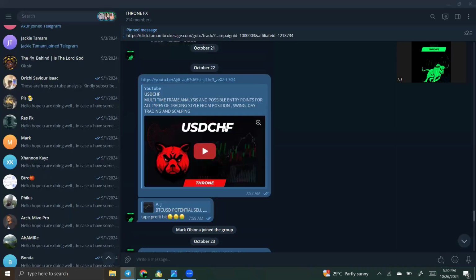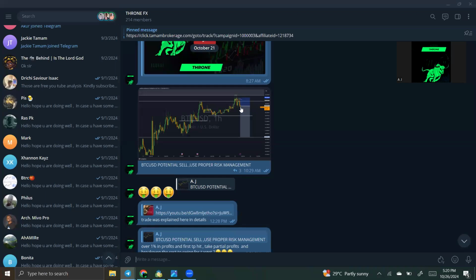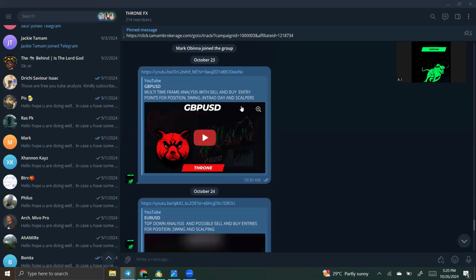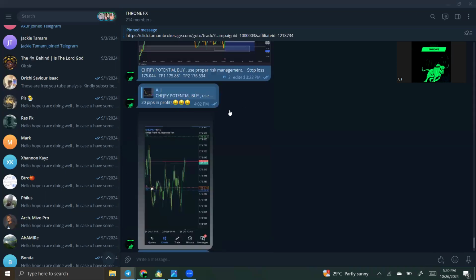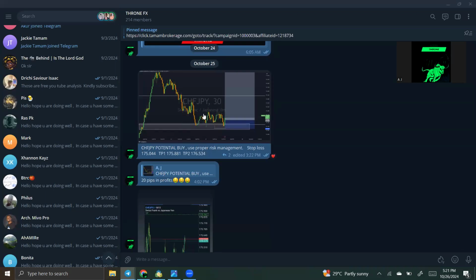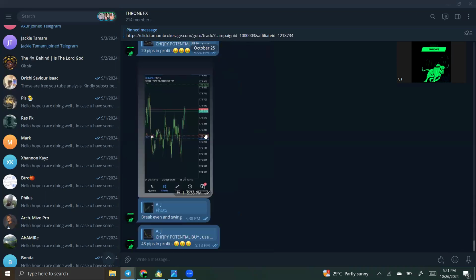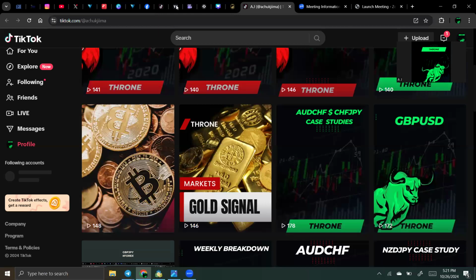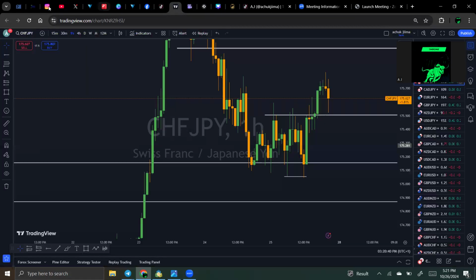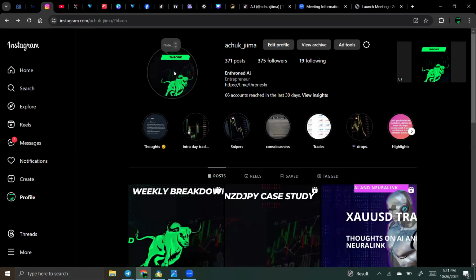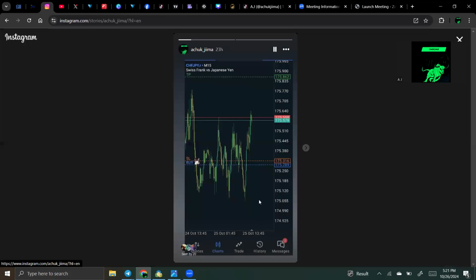So this was the entry, and then this is the second one on Friday for the CHF buy. So these are the trades in which we had 100% win rate. Now let's break them down on how we're able to enter them and then trade them, and how we're able to manage them throughout the week. You can see the same thing also on Instagram. So the same trades are also here.